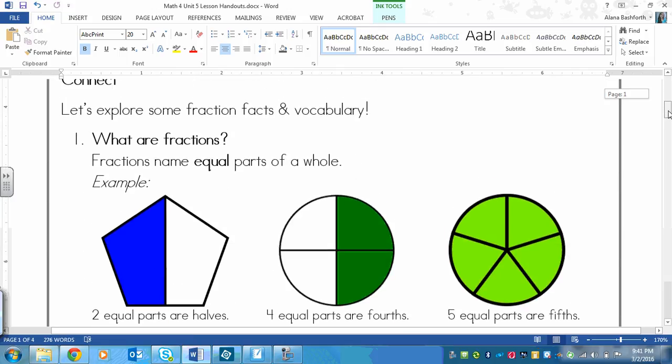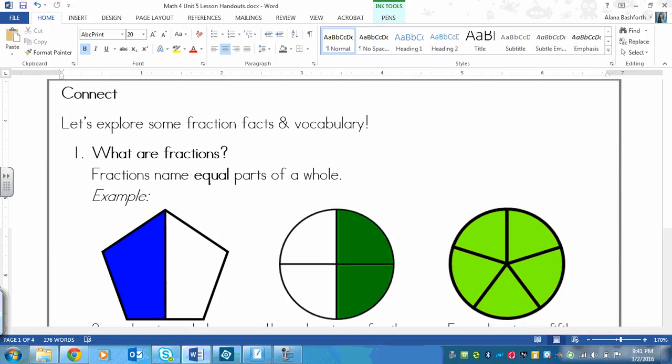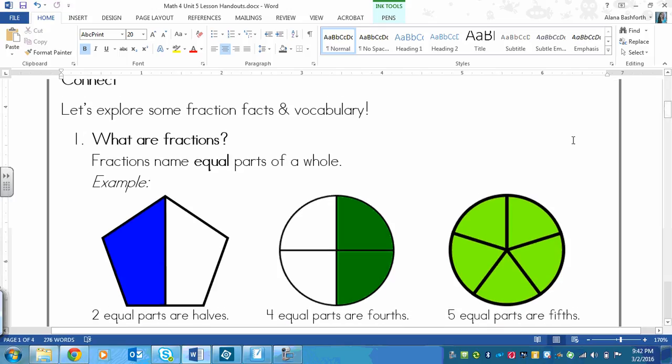So let's look at the connect. So let's look at some of the things that you probably learned last year, but maybe forget. So the first thing is question one here, is what are fractions? So what are those anyways?